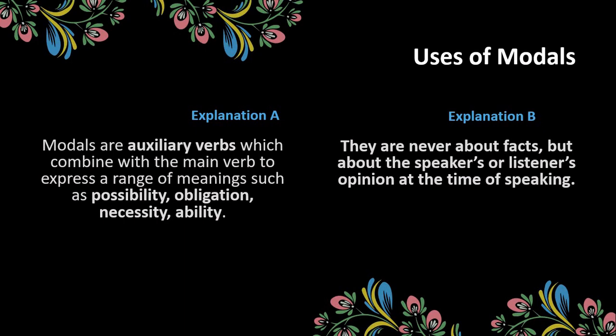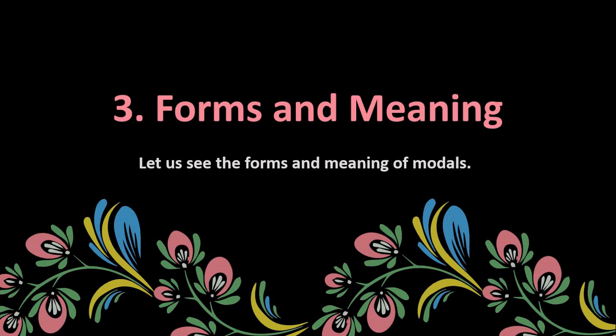When we talk about the uses of modals, we can have 2 explanations. The first explanation is that modals are auxiliary verbs which combine with the main verb to express a range of meanings such as possibility, obligation, necessity, and ability. One thing you always need to remember is that they are never about facts. These modal verbs are not about facts, but about the speaker's or listener's opinion at the time of speaking. So we're going to come to the forms and the meaning of these modal verbs.